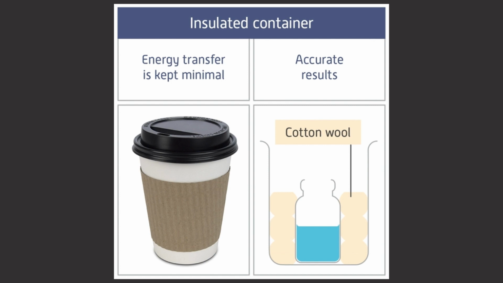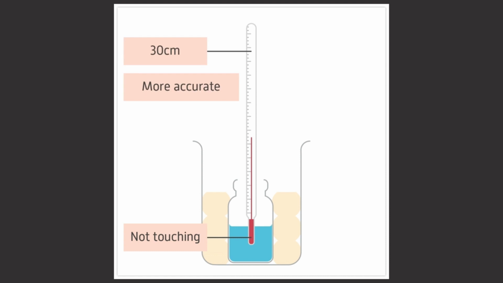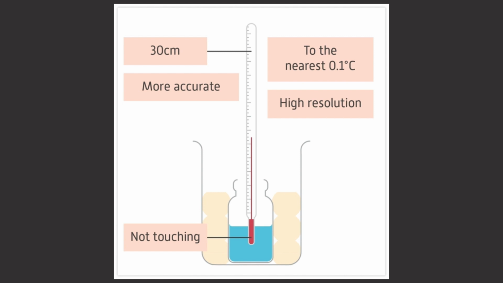If you decide to use a cup, it's a good idea to place it inside a beaker so it does not fall over. You will also need to measure temperature changes using a thermometer. The thermometer will need to be placed in the container with the bulb placed inside the reacting liquid, but not touching the bottom of the container. A long 30 cm thermometer is preferable as it is easier to read accurately. Make sure that the thermometer takes measurements to the nearest 0.1 degrees Celsius rather than to the nearest degree Celsius. This means a high resolution.